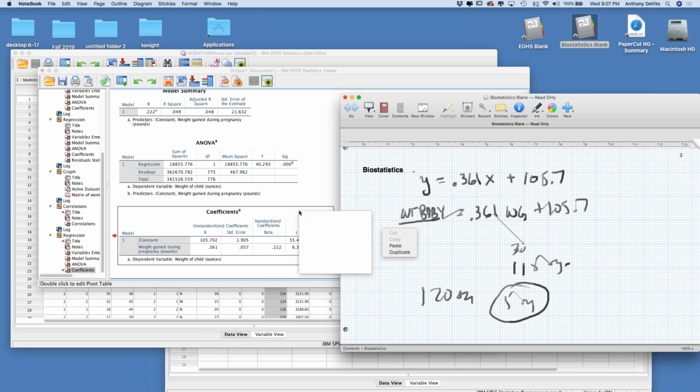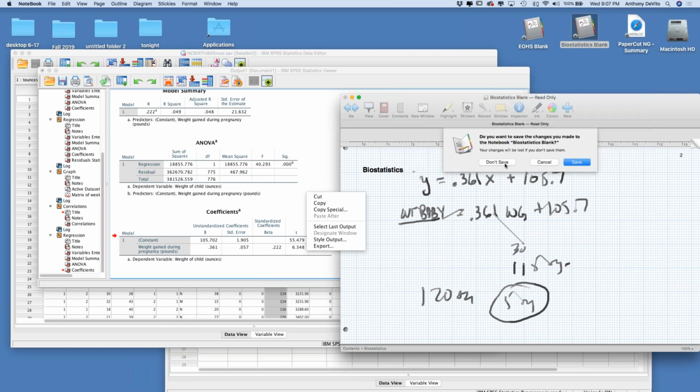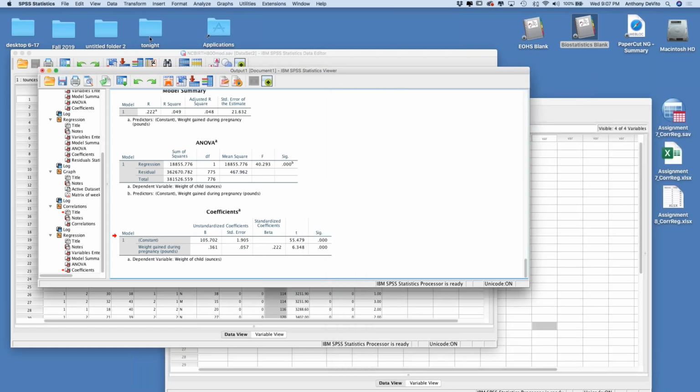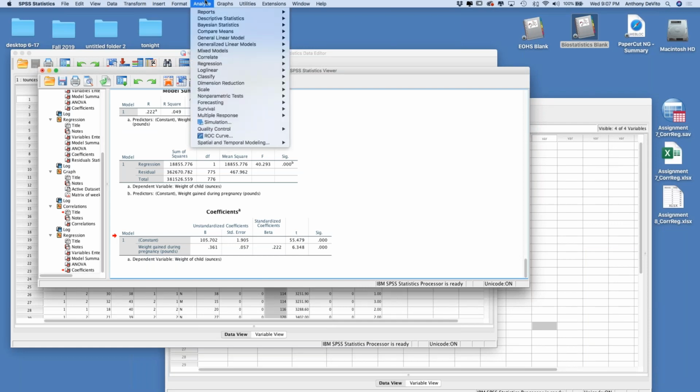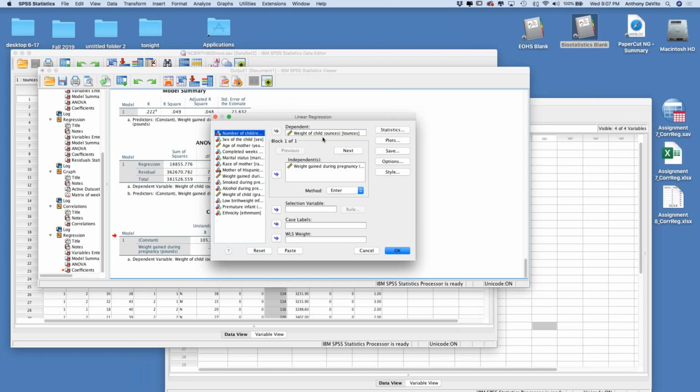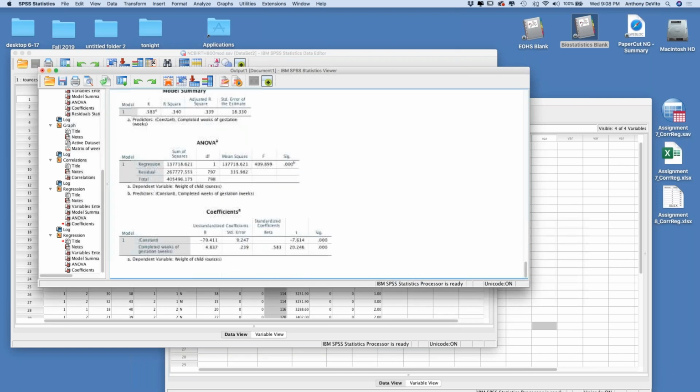Now I'm going to go back and do one more. I'm going to go back here and say analyze, regression, linear, and I'm going to take another set. Birth weight of the infant, I'm going to leave that, but I'm going to look for a different value here. I'm going to look for completed weeks of gestation. And I'm going to click OK. Let's see what we wind up with there.